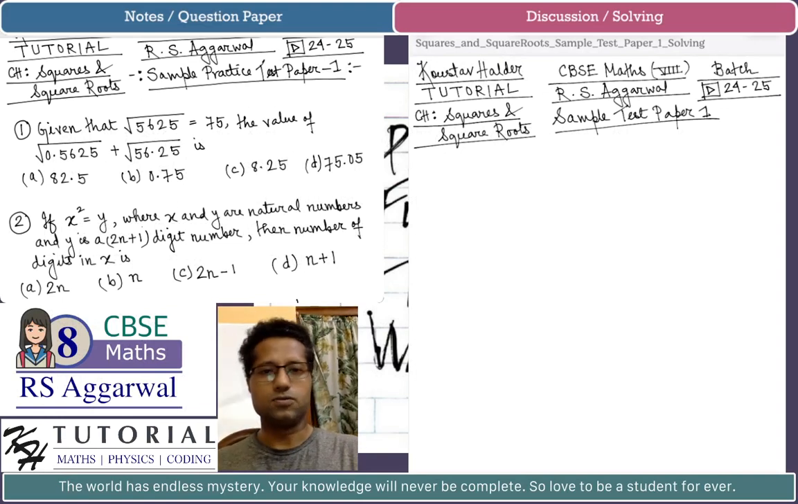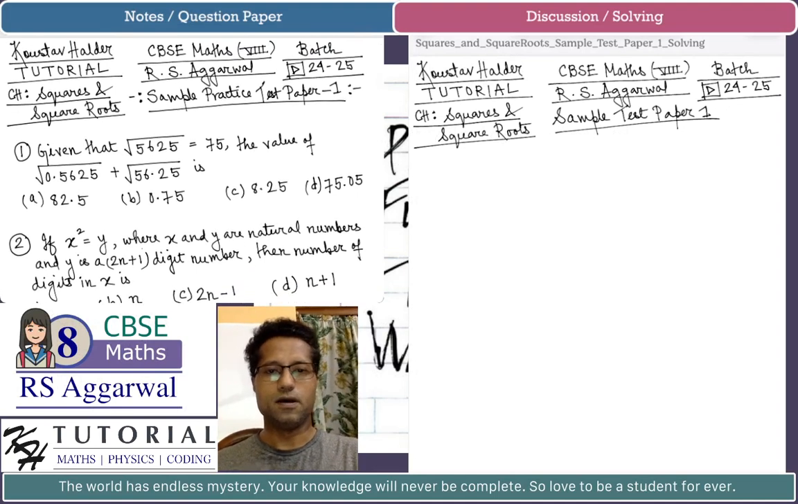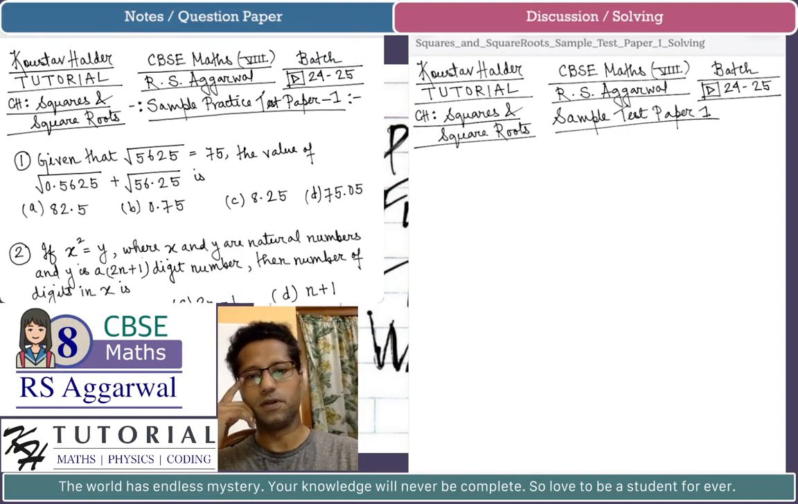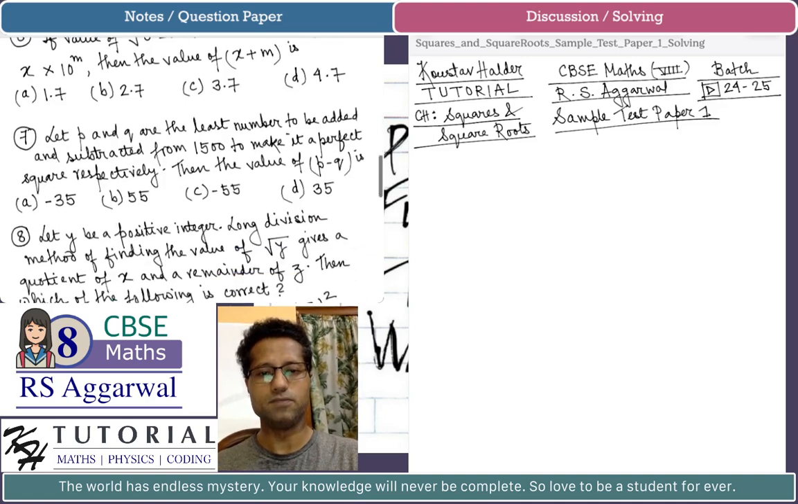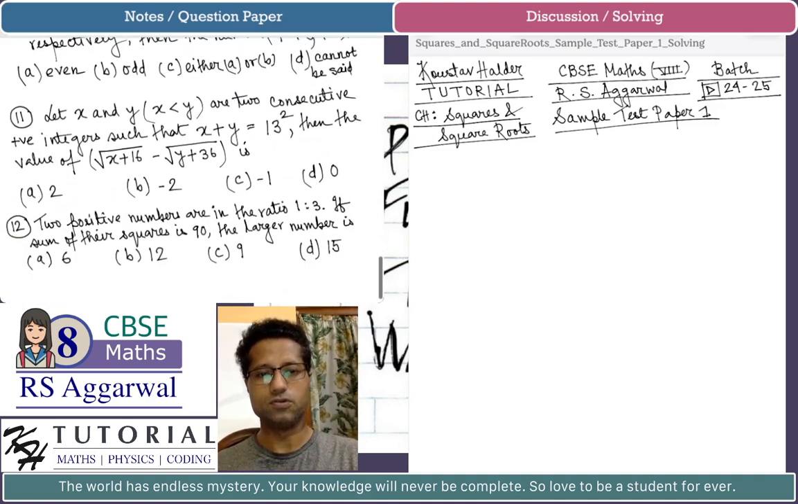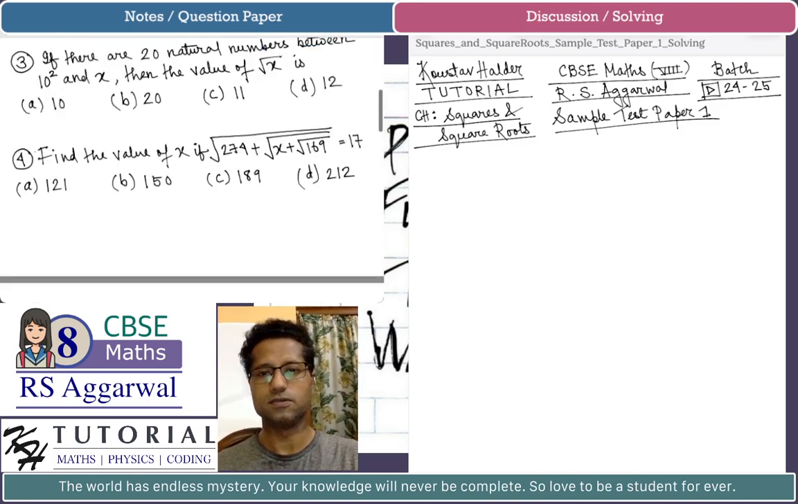Okay, so I have the test paper on the left hand side. This is sample practice test paper 1. As I have said, I will prepare 2 test papers, 1 and 2, after completing every chapter. So this is test paper 1, which has 12 questions. All are MCQ. Each question has 4 choices A, B, C, D, and one of the choices will be correct. You have to select the correct choice.